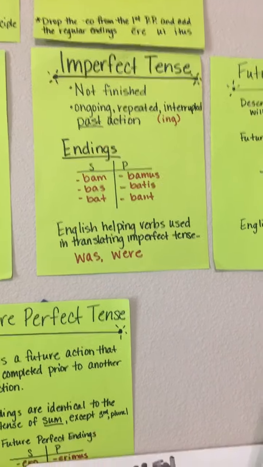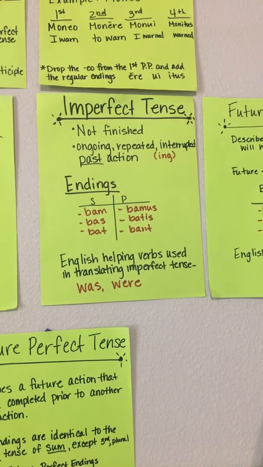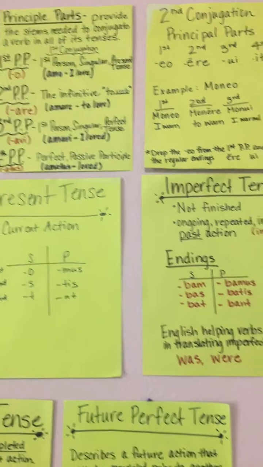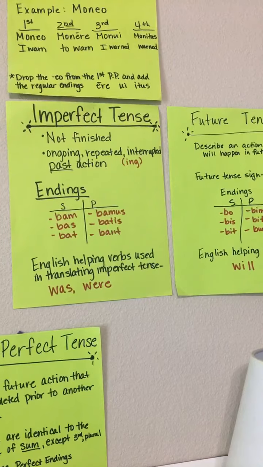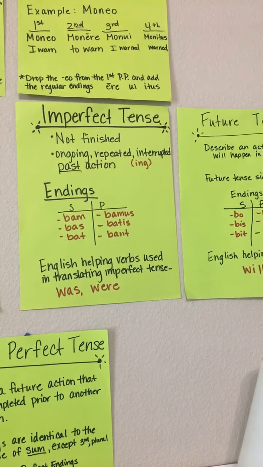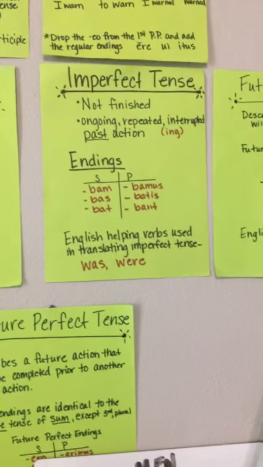All right, so again, because it's in the present system, we drop the RE from the second principal part. If you look it up there, it's ARE in first conjugation. Second conjugation, it's ERE, so we just drop the RE in that second principal part. We find the stem, and then we add this if it's falling in imperfect tense.